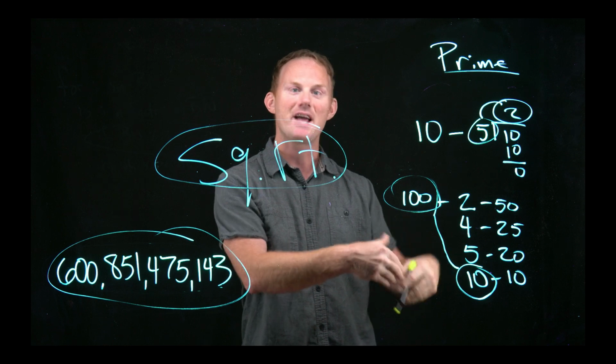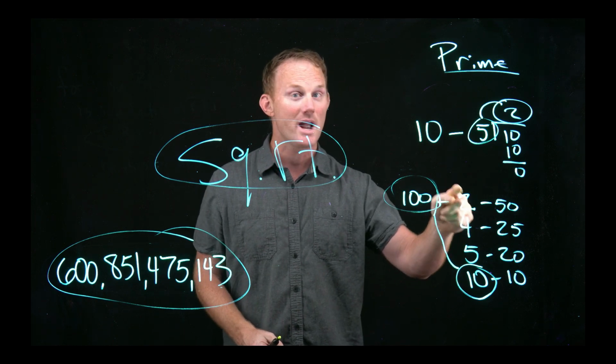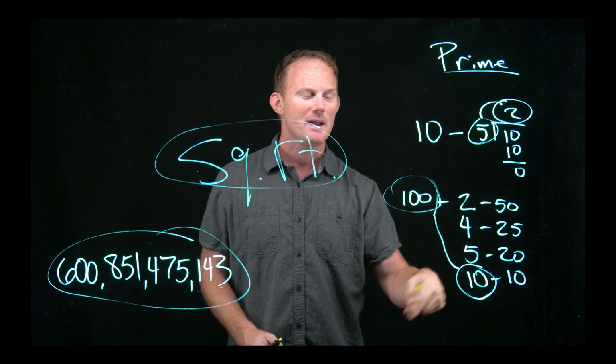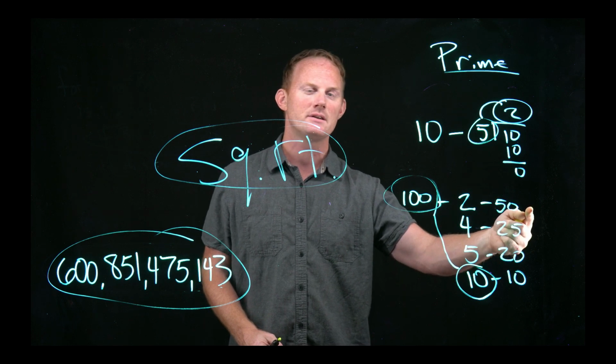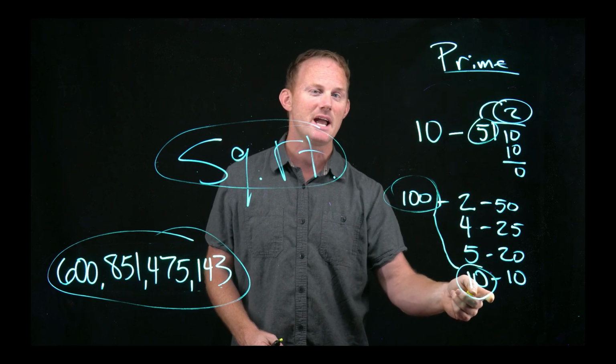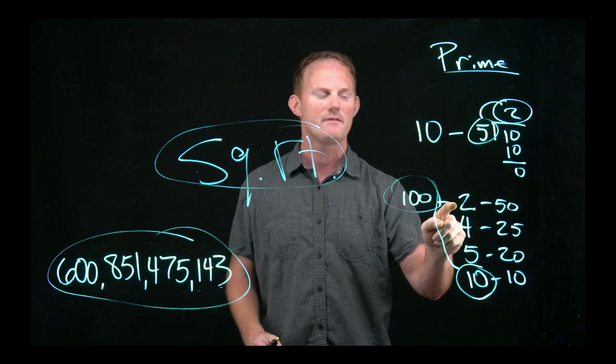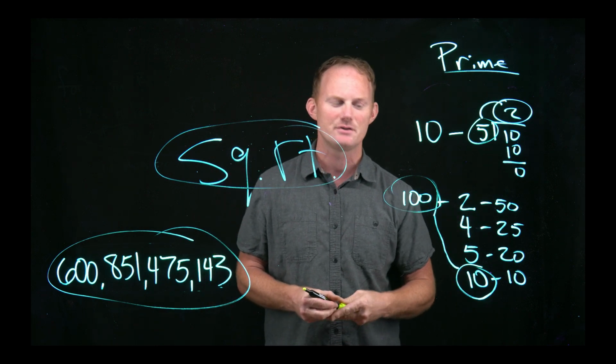We do not have to ever check past the square root, because if we have found a factor on the way up to the square root, it means we have found its correspondent on the other side. So we check 2, we get 50. 50 is bigger than 10, but we will find 50 before we get to the square root because we already found 2, and 50 is the other side of 2.